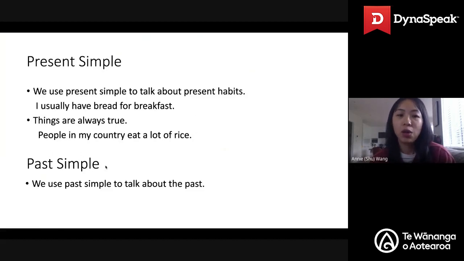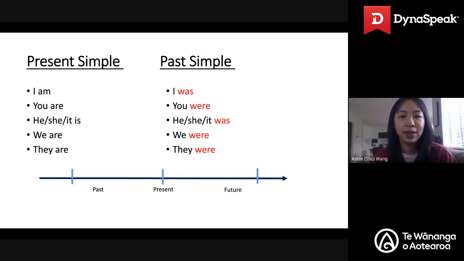But when we come to past simple, we use it to talk about the past. Not now, not future, we talk about the past. Let's look at this timeline here. I've drawn a timeline. Let's say here, we are here, present. Before present, before now, it's past. And after present, it's future.